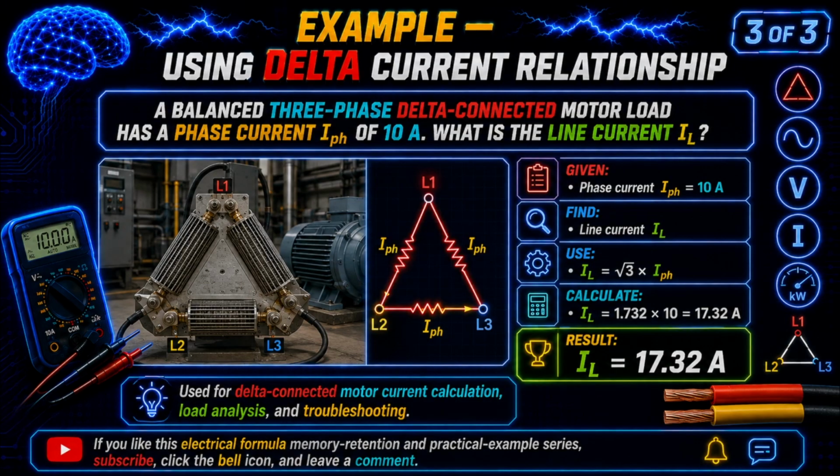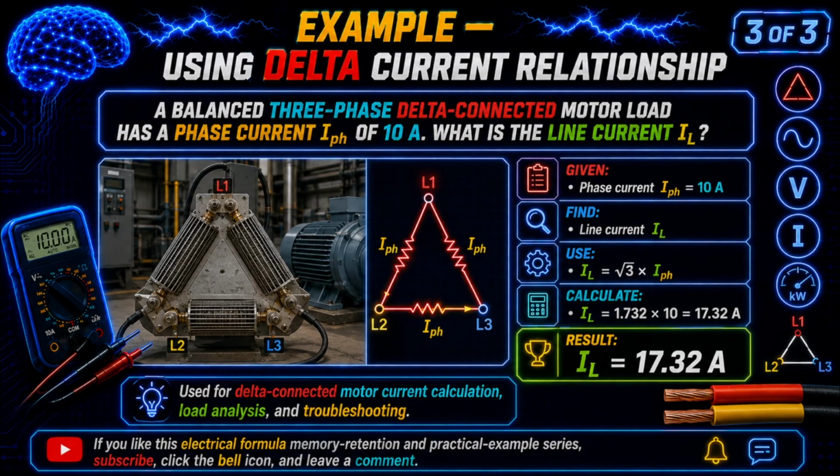Now let's use a practical example. Here we have a balanced three-phase delta-connected motor load. The phase current is 10 amperes, and we want to find the line current. Using the formula, I line equals square root 3 times I phase. So, I line is equal to 1.732 times 10. That gives 17.32 amperes. So the result is, line current equals 17.32 amperes. This is very useful in delta-connected motor current calculation, load analysis, and troubleshooting.